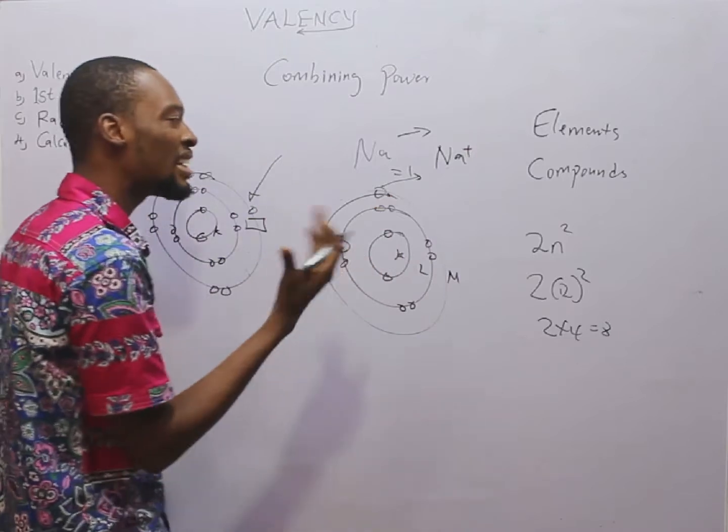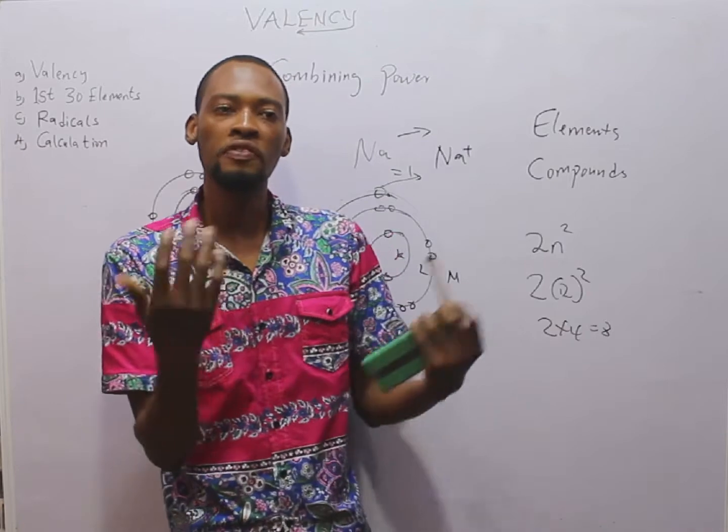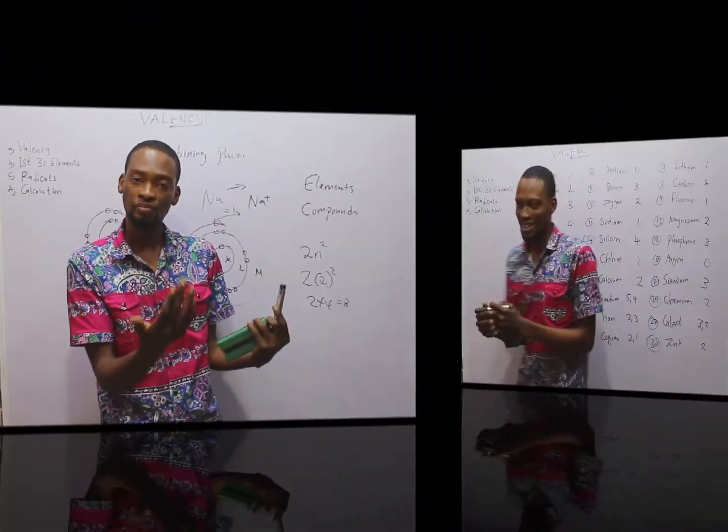The ones that have fewer electrons will give out. That's why metals are electron donors and they form positive ions. They readily lose electrons. Group 1, group 2, 3.